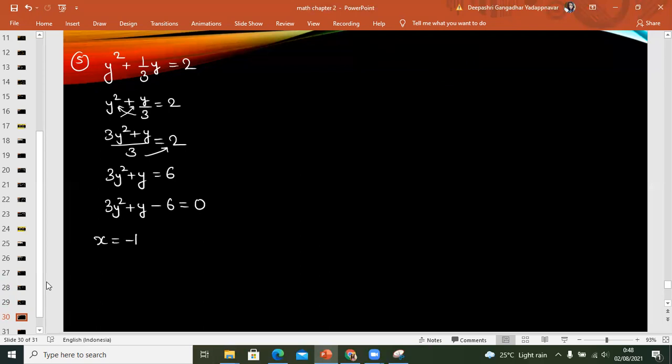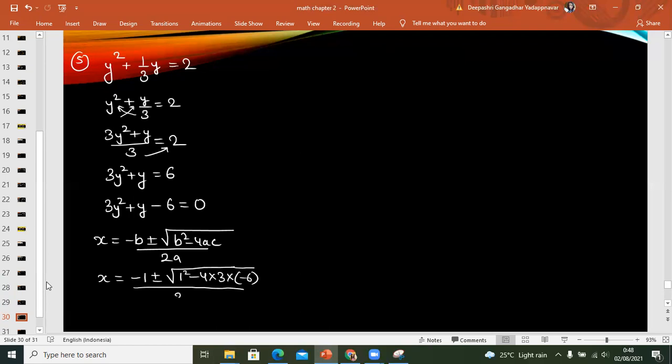x equals minus b plus or minus root of b square minus 4ac divided by 2a. Let us substitute the values. Negative b, b value is 1, plus or minus root of b value 1 square minus 4 multiplied by a is 3 and c is negative 6, divided by 2 times 3.